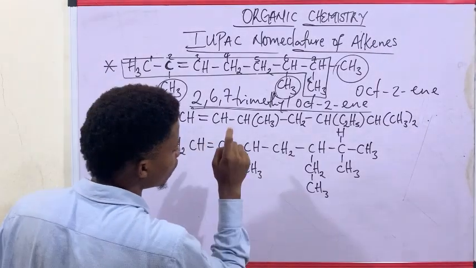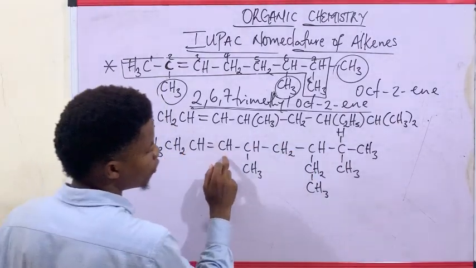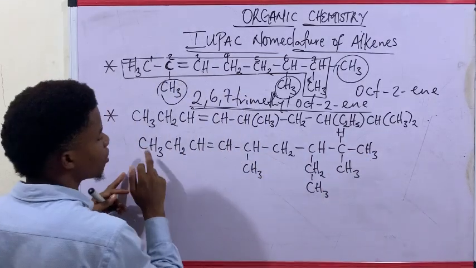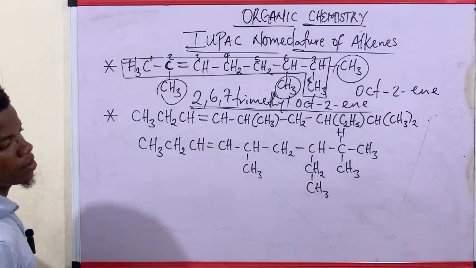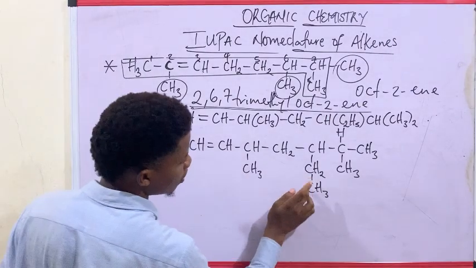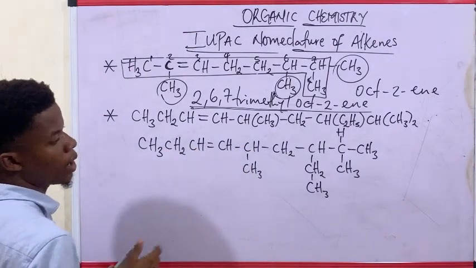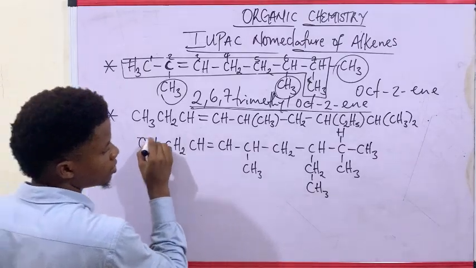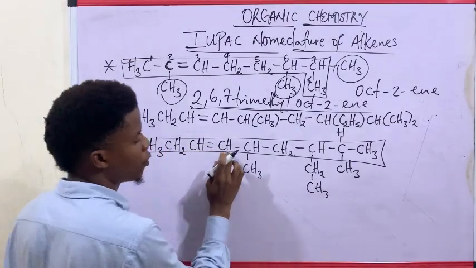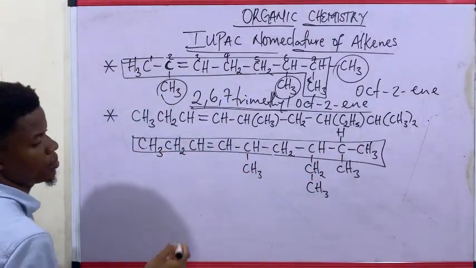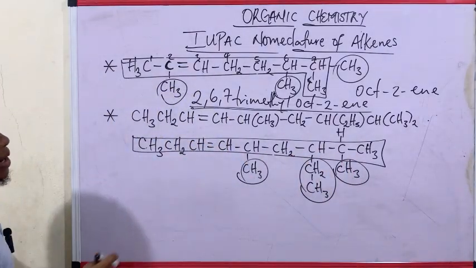1, 2, 3, 4, 5, 6, 7, 8, 9. Alright, so we can get 9 in so many ways. I would like to take it like this, straight. Straight will still give us 9. 1, 2, 3, 4, 5, 6, 7, 8, 9. So it means this guy is a substituent, this guy is a substituent, this guy is a substituent. That's all. So we have 3 substituents.